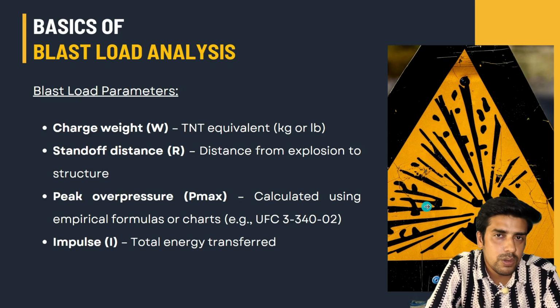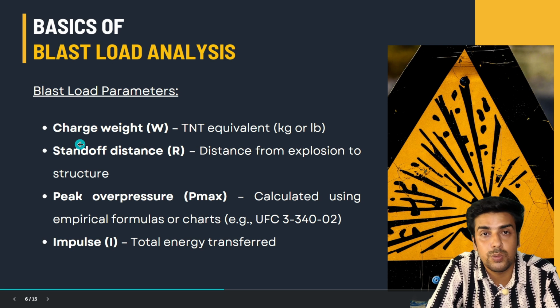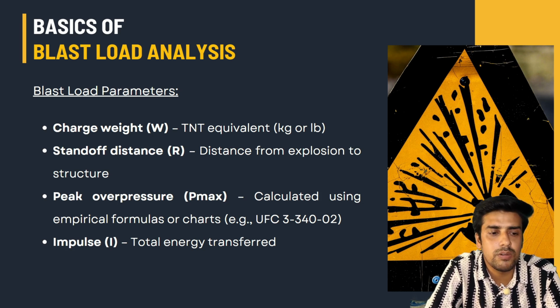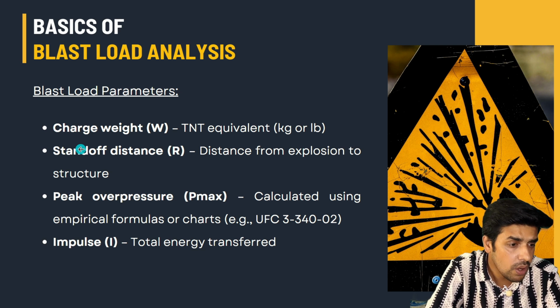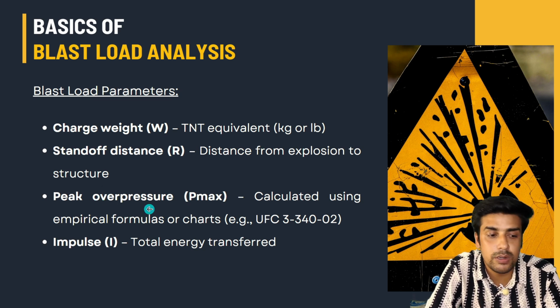Now before going on to that particular graph, we need to understand these 4 points. First is charge weight, that is how much weight of TNT equivalent we are taking that is going to blast. So TNT equivalent will be in kg, or you can say pounds. Next is the standoff distance, that is capital R, the distance from the explosion to the structure. Then there is peak overpressure, which is calculated using an empirical formula or chart.